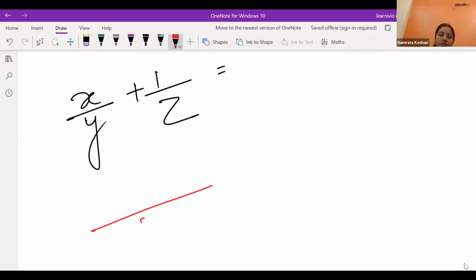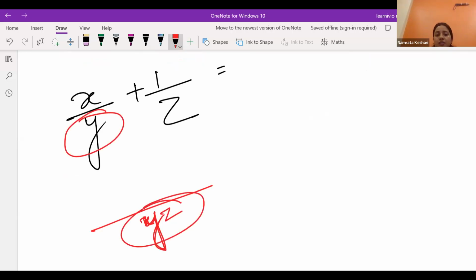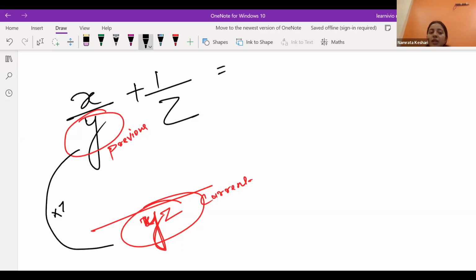LCM will be the multiplication. Now you will compare the previous denominator with the current denominator, right? The previous denominator with the current denominator. You will find that previously it was just y and now yz is there. So if I am asking you what extra you can see with the previous one, can you see z must have been multiplied? Yes or no? Yes, ma'am.